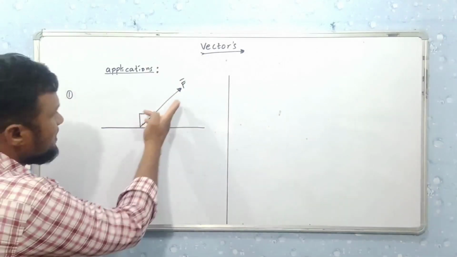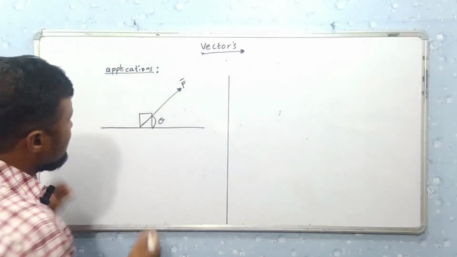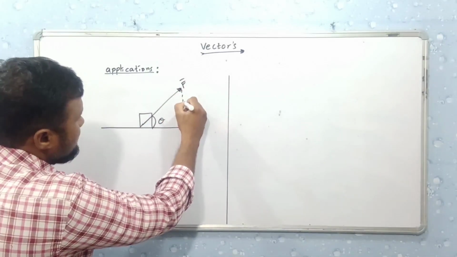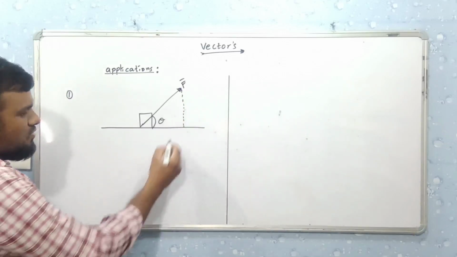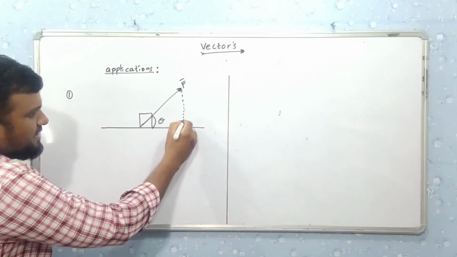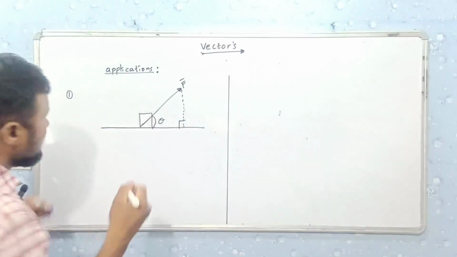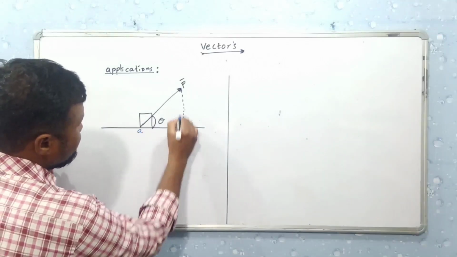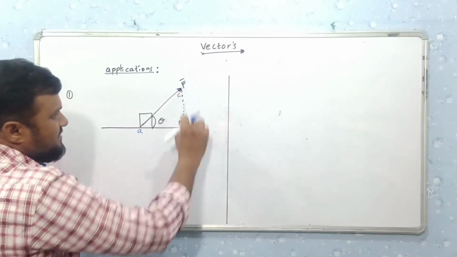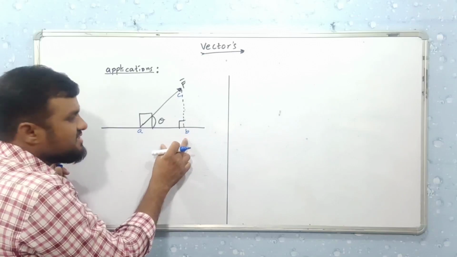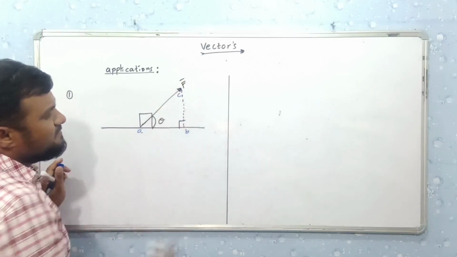I want to split F bar into two components for this situation. Simply drop a normal from the force vector to the horizontal surface. Now here we can observe a right angle triangle. Let us consider ABC is a right angle triangle. BC is the opposite side, AB is the adjacent side, AC is the hypotenuse. Hypotenuse is nothing but F bar.